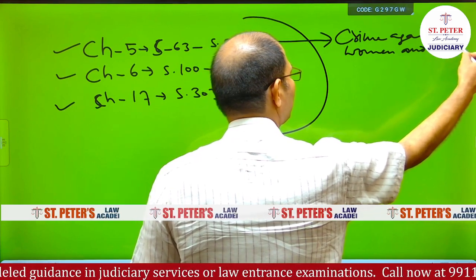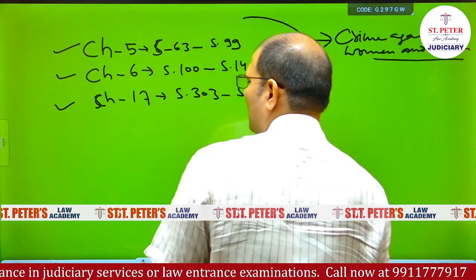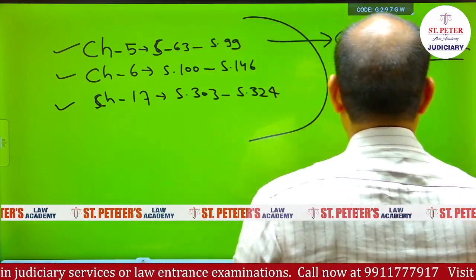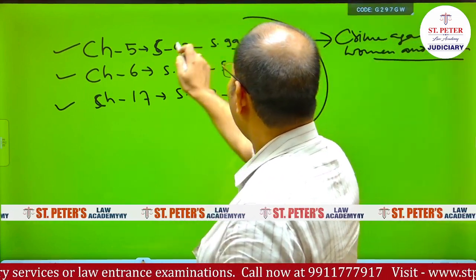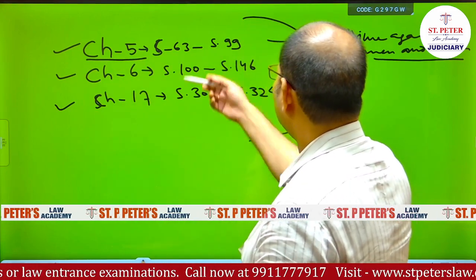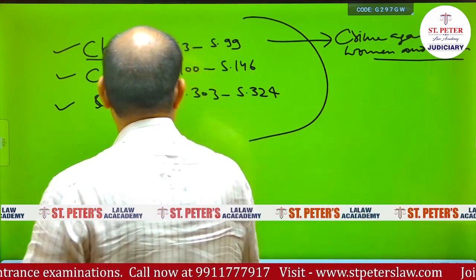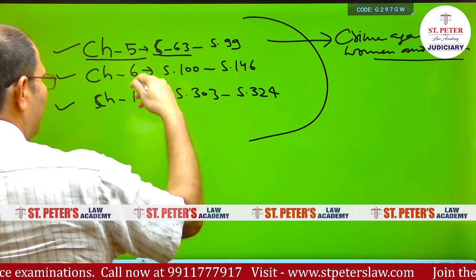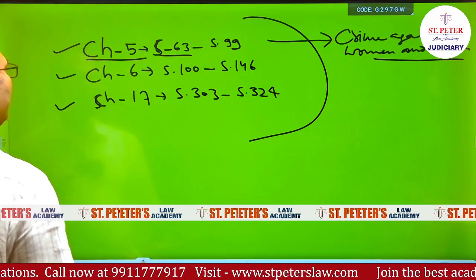These provisions were lying scattered in one or the other part of the IPC. But now all provisions related to crime against women and children have been brought into one single chapter, that is chapter 5. And it contains sections 63 till section 99. For example, the definition of rape, punishment for rape, etc. is given in chapter 5 of the IPC.